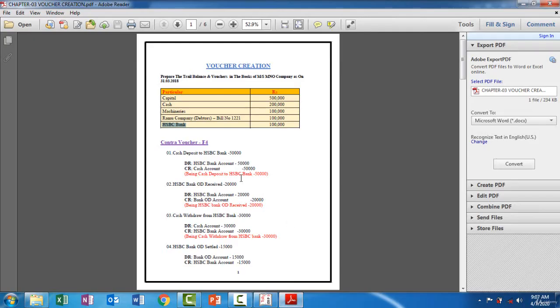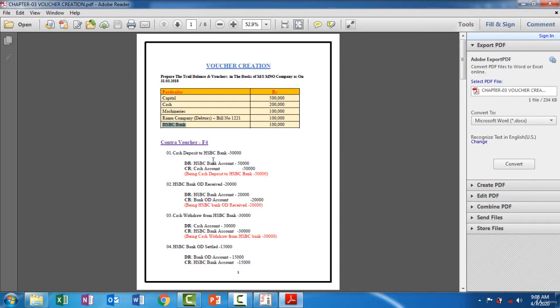The next one, we have to enter the Contra voucher, F4. You know that if we press the F4 key on the keyboard, the Contra voucher will be activated. So now we are going to look at a sample Contra voucher transaction and how we can enter it into the Tally program. The first one, cash deposit to HSBC Bank 50,000.